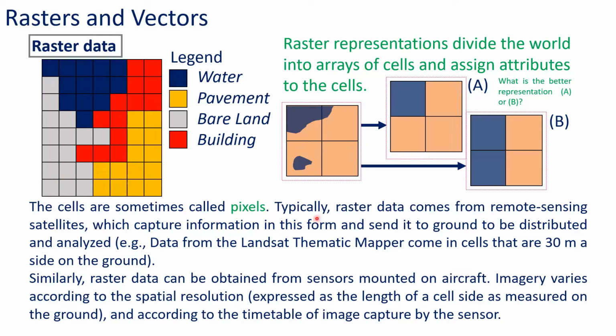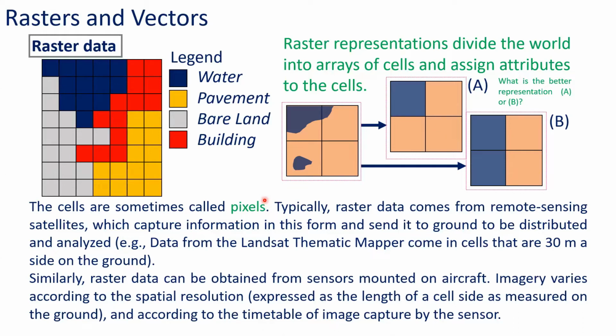Imagery varies according to the spatial resolution, expressed as the length of the cell side. I told you that the resolution is 30 meters for Landsat, and depending on the sensor and the mode of acquisition, you will find it in the metadata. Remember, in data wrangling we talked about metadata. In the metadata, the resolution is mentioned, and the metadata will also tell you when the image was captured by the sensor. We'll learn about remote sensing in another lecture, so I'll not go into details about satellite remote sensing and image processing. It's a different part of the lecture series, so I'll just keep it intact here.